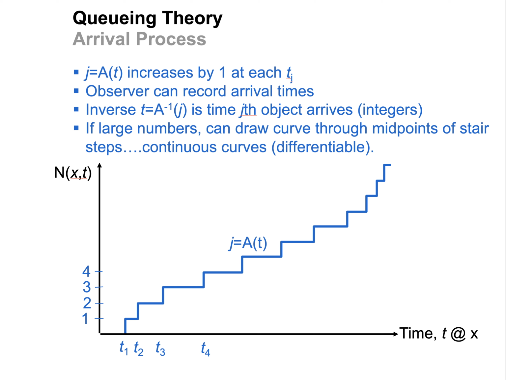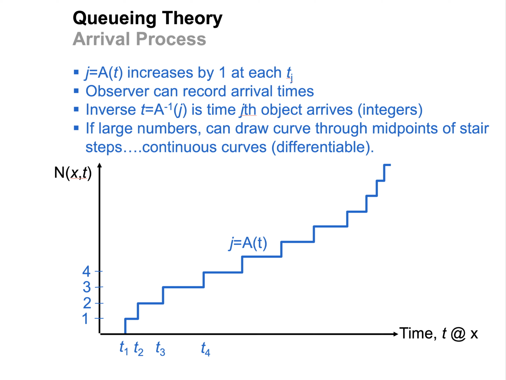So a few more points about the arrival process. We have a function that I'm calling j here. It's equal to the a of t. It increases by 1 at each t sub j. The observer can record the arrival times. The inverse, t equals a to the minus 1 of j, is the time that the jth object arrives. And so we're talking about integers here. So each stair step is the same height because we're counting individual arrivals.